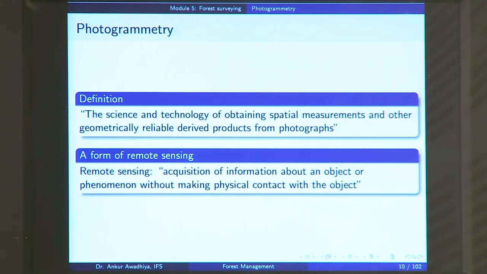So, you take photographs and you measure them to get an idea of the spatial locations or the spatial distribution of different objects on the photograph. It is a form of remote sensing, or the acquisition of information about an object or phenomenon without making a physical contact with the object. Because you are using photographs, you are not touching the object.